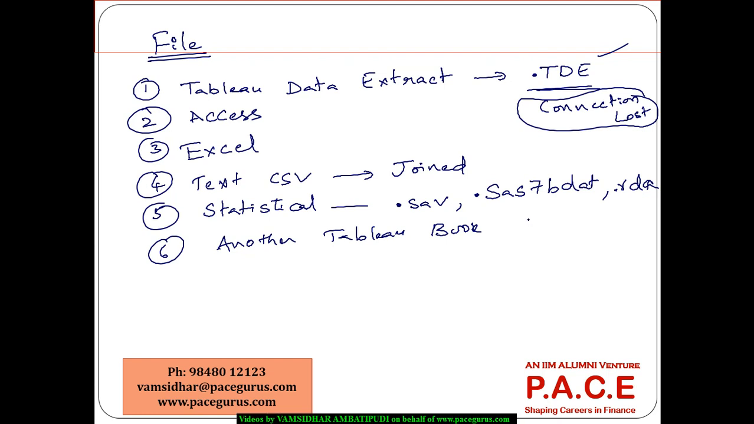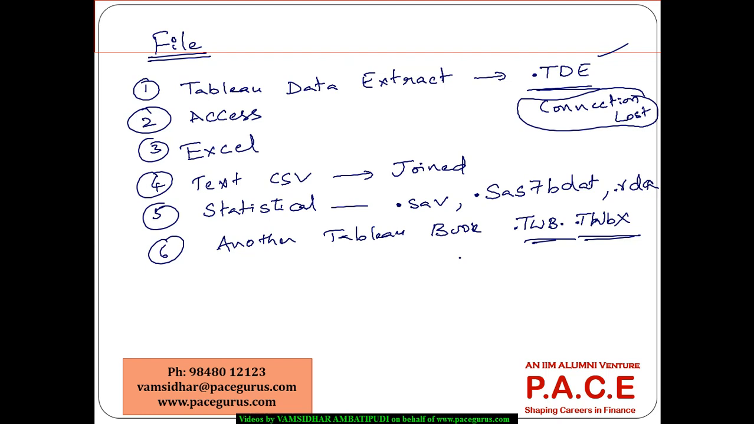Tableau workbooks are generally saved with .twb, or .twbx. We'll talk about the difference between these two later. Any of these are called file-based connections, and I can connect to any of them. We have seen the coffee chain example earlier, where we connected to an Access database.